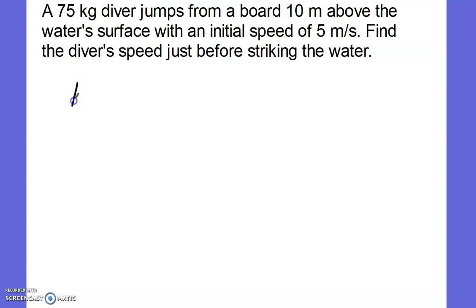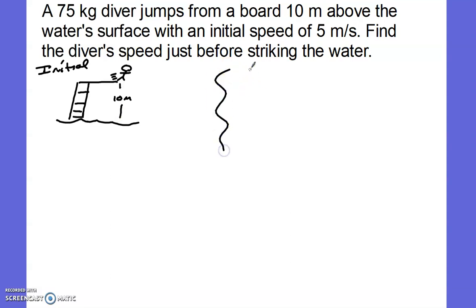And in this situation, when we're dealing with a conservation of energy problem, or really any conservation problem for that matter, we're going to draw two different pictures. We're going to draw an initial and a final picture. Initially, the person is jumping 10 meters above the water surface. And then in the final picture, we're going to have that person just before they strike the water surface. We're going to call the zero level the bottommost part. Usually we call the zero level the bottom part here.